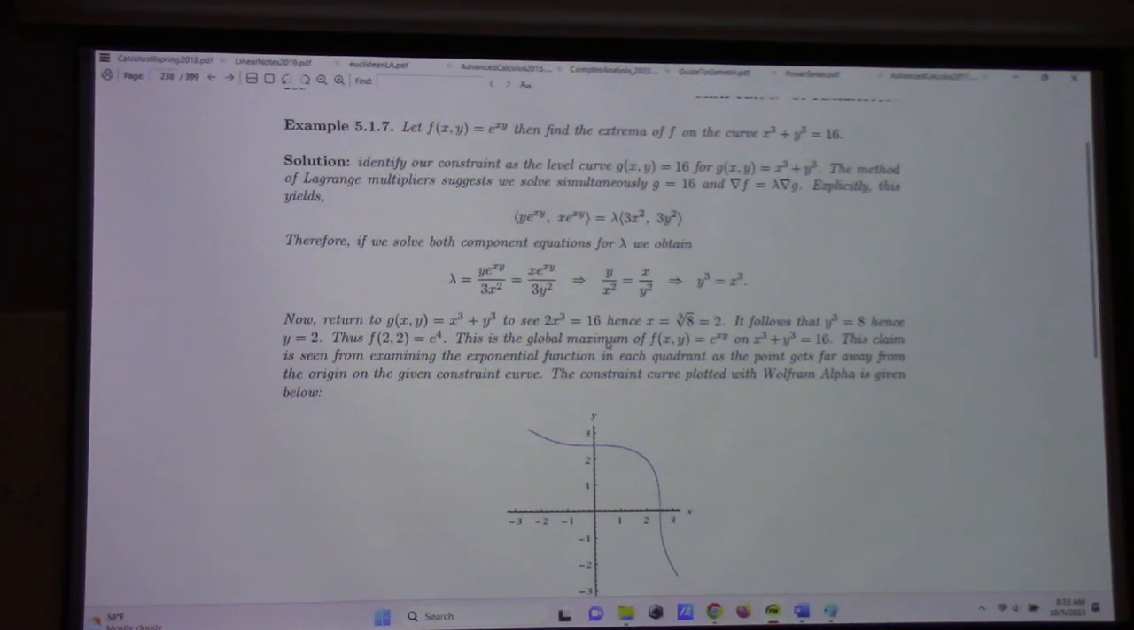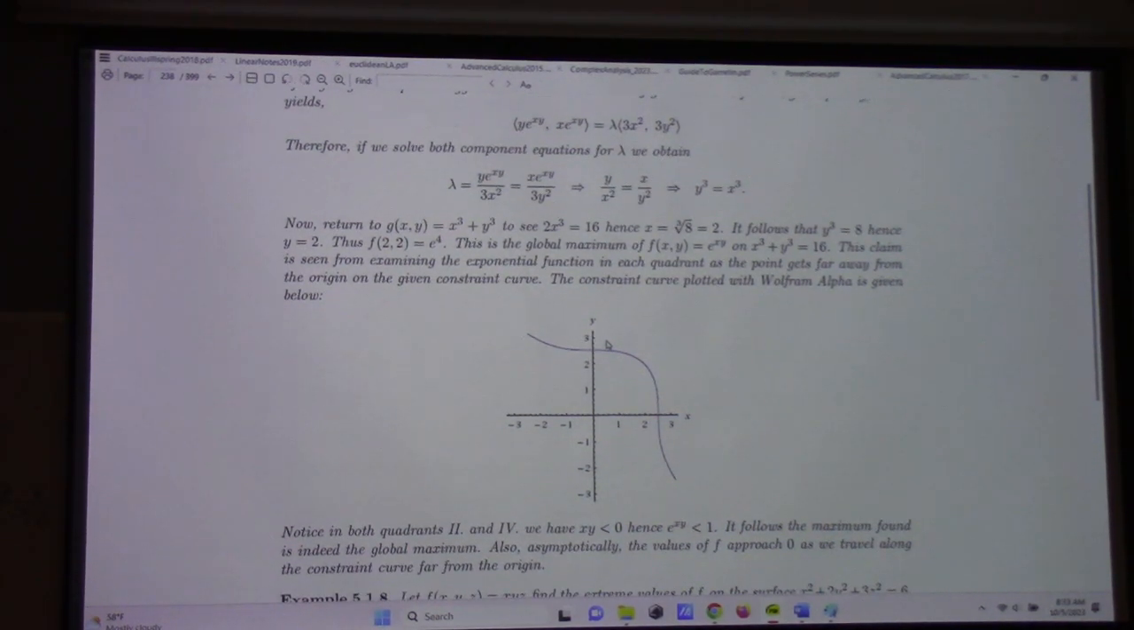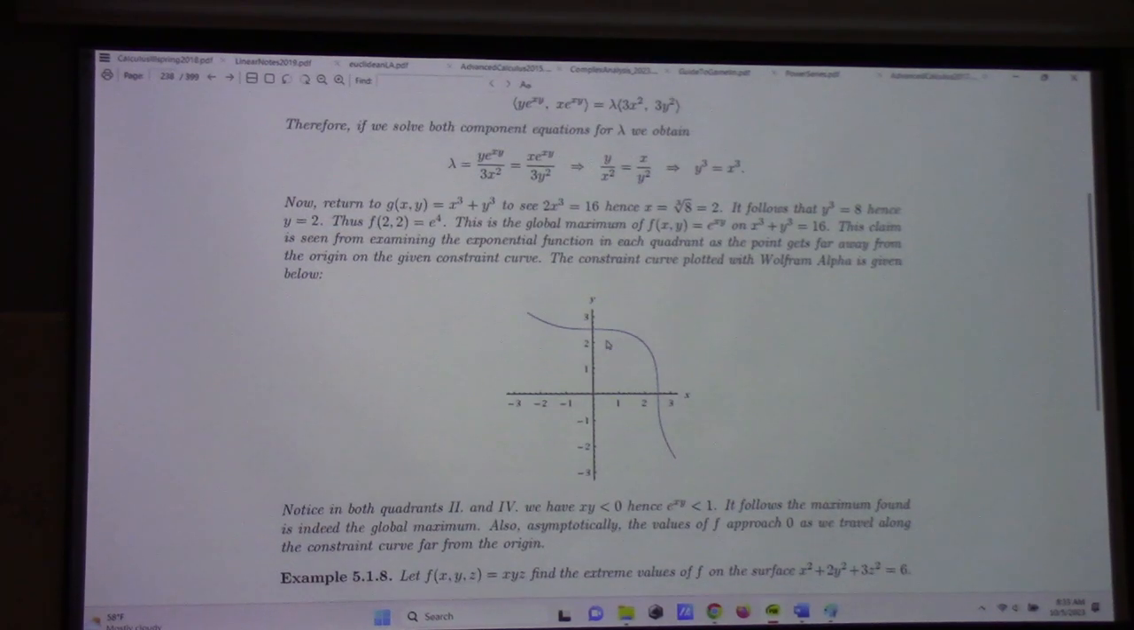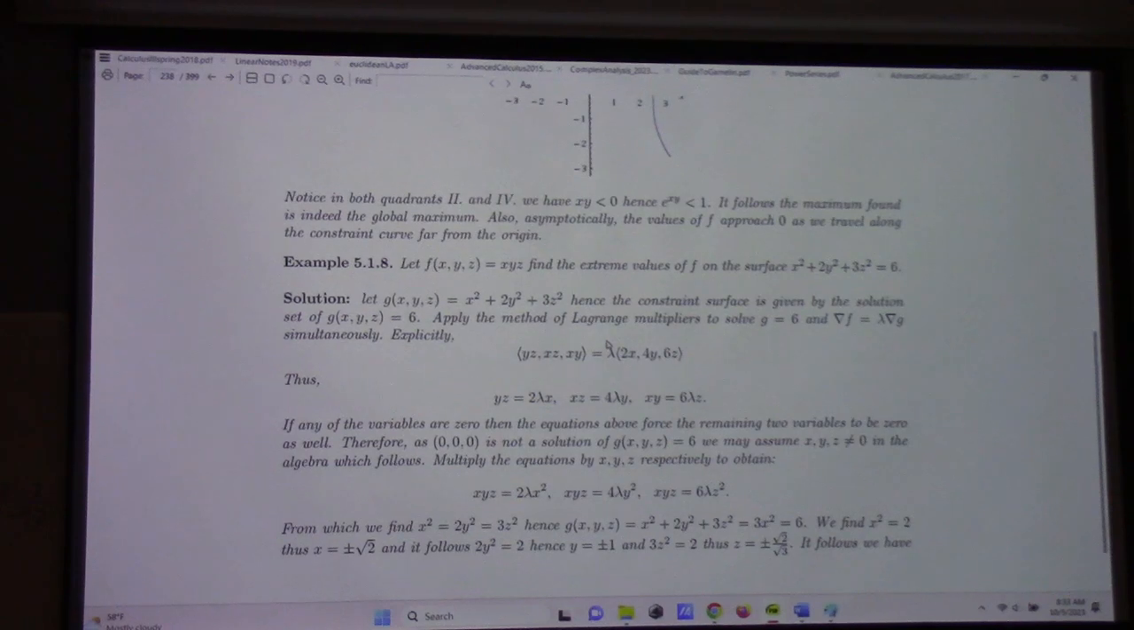Honestly, if you really are just willing to make a guess and think about things, you probably could have solved this without calculus. I know I'm not supposed to say that, right? Calculus is needed for everything. But if you take a step back and think about things sometimes, you'll realize you can do some things without calculus. Now this one here, we have a function of x, y, z.